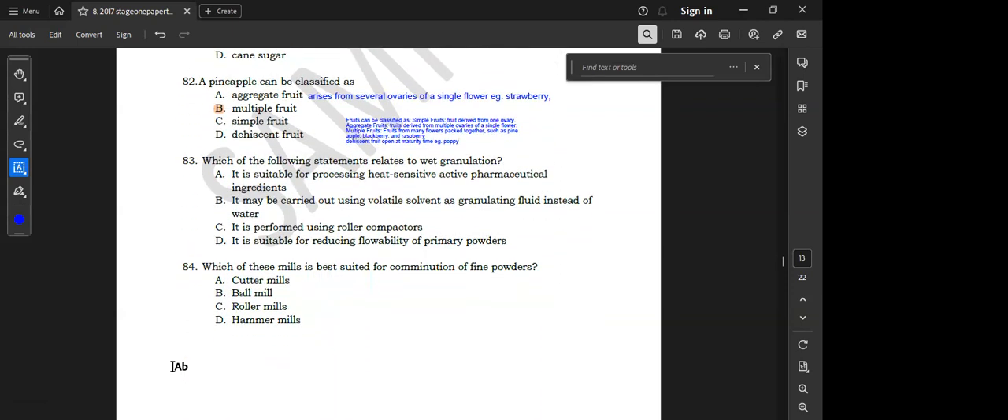Which one of the following statements relates to wet granulation? It's suitable for processing heat-sensitive active pharmaceutical ingredients.